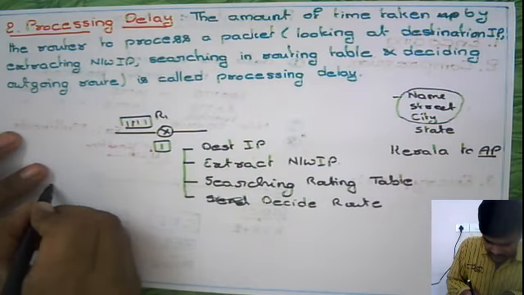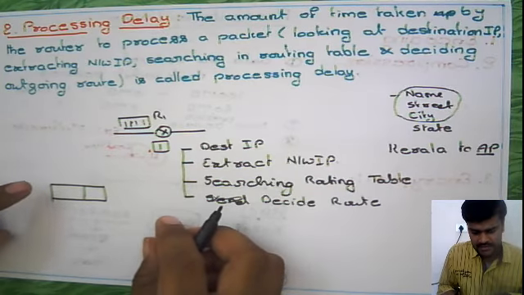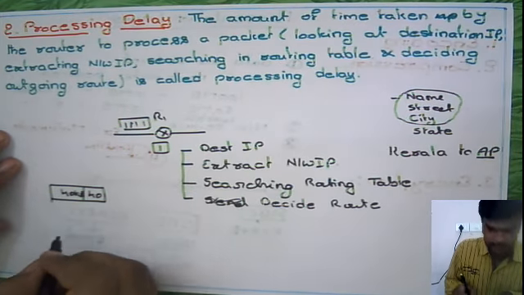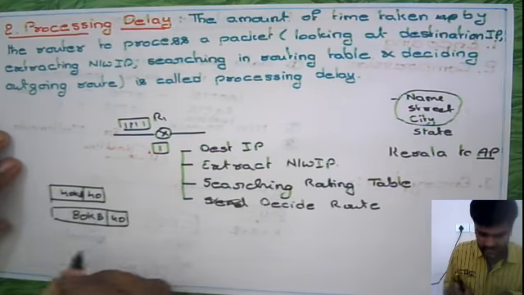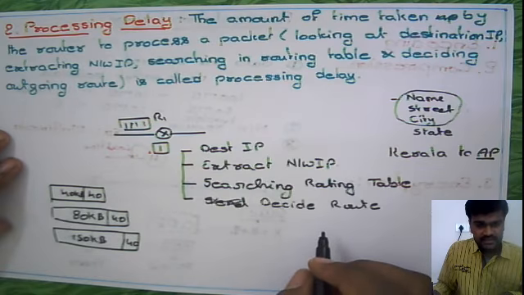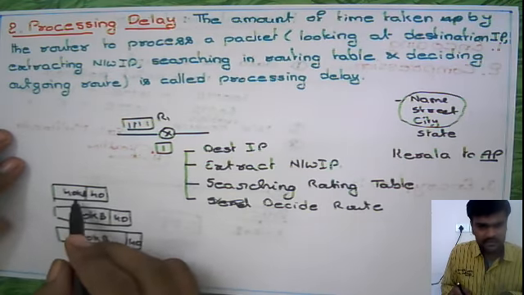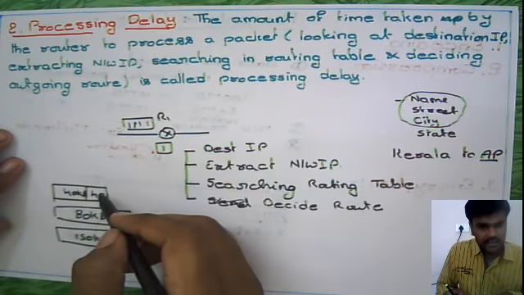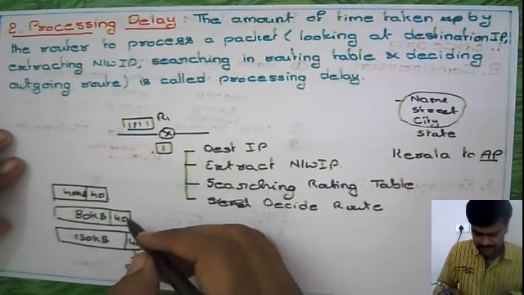One more thing you have to consider is that processing delay does not depend on the packet size or on the content of the packet. Suppose one packet is 40 KB and the header is 40 bytes. Suppose another packet is 80 KB and the header size is 40. Another packet is, assume, 150 KB and the header size is 40. Processing time is independent of this content, because the router is not going to do anything with the data of the packet. It needs only the header part. In the header part it will get all these things, and the header is constant for every packet, so it is not depending on the content.